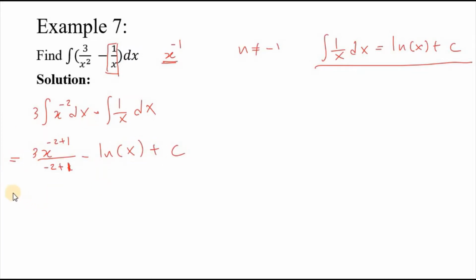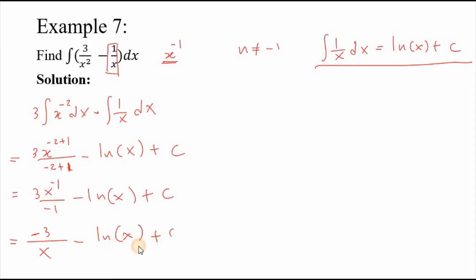I'm going to do the cleanup. So this is 3x to the -1 over -1 minus log x plus c. I did the integral here, so I'm just cleaning up. So this will become -3 over x. X to the -1 comes down with a positive exponent, minus log x plus c.